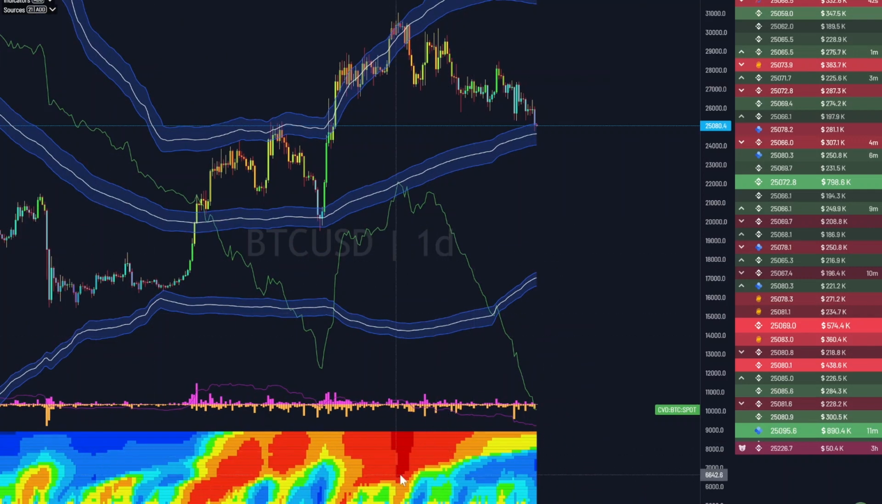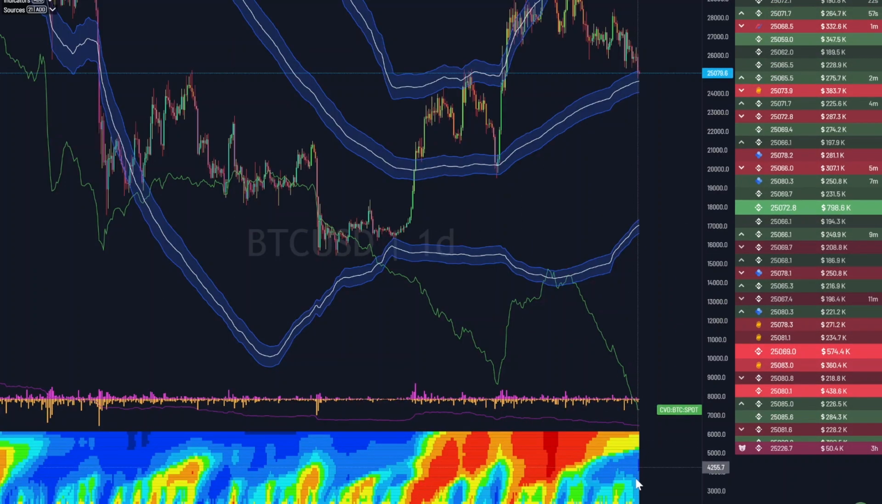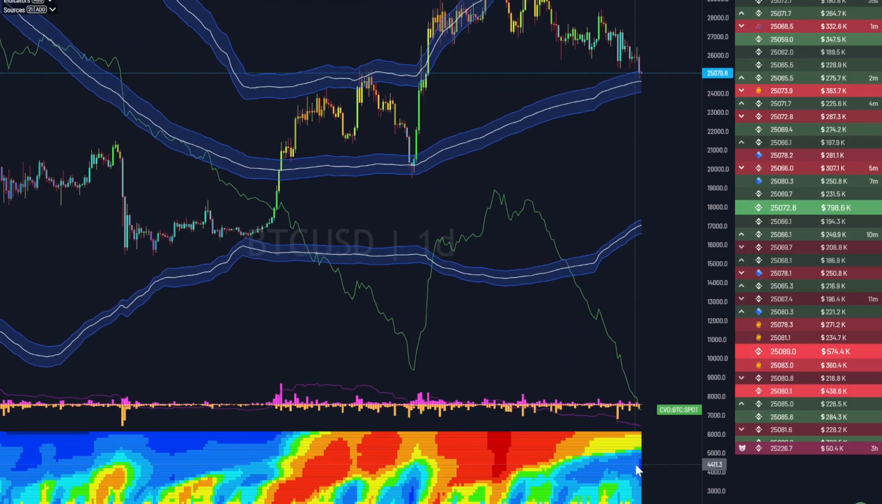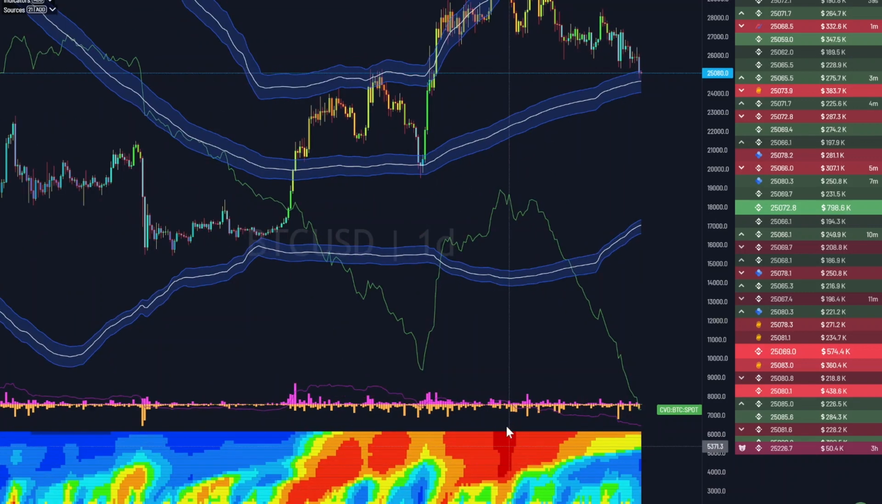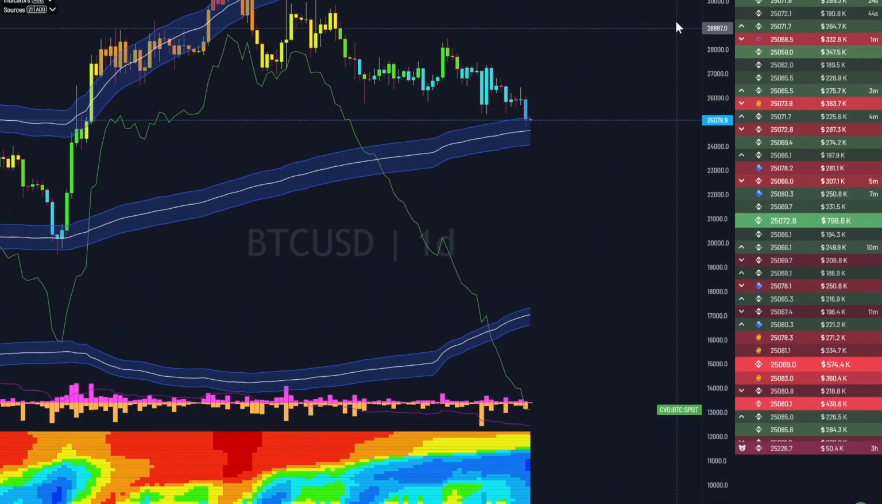In terms of the stochastic heat map, we've got a bit of blue here. We're starting to print some dark blue as well. But we've still got yellow and orange up the top. So, I mean, there's still more room to the downside, that's for sure, if you look at the stochastic heat map and you just trade the colors, mostly red to mostly blue. So we'll have to see how this plays out.